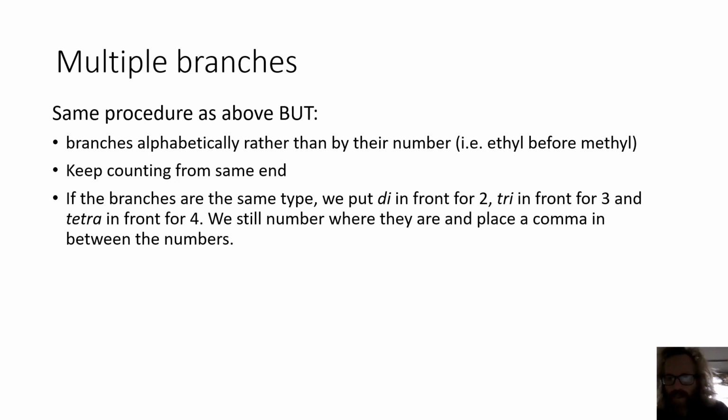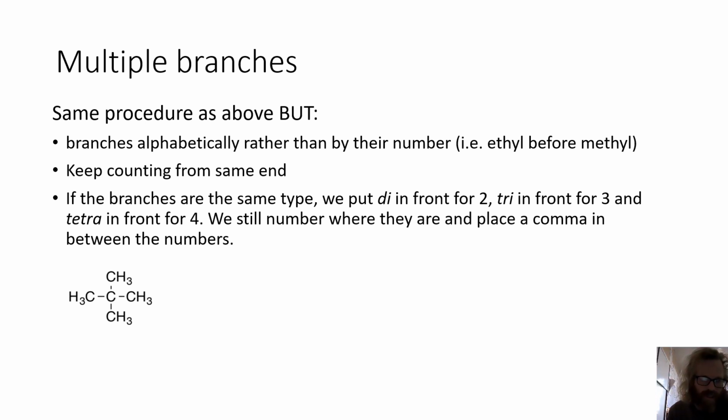And if we've got multiples of the same type, we're going to use di for 2 of them, tri for 3, and tetra for 4. And we've still got to say where those are, so we're going to put the numbers with commas between them.